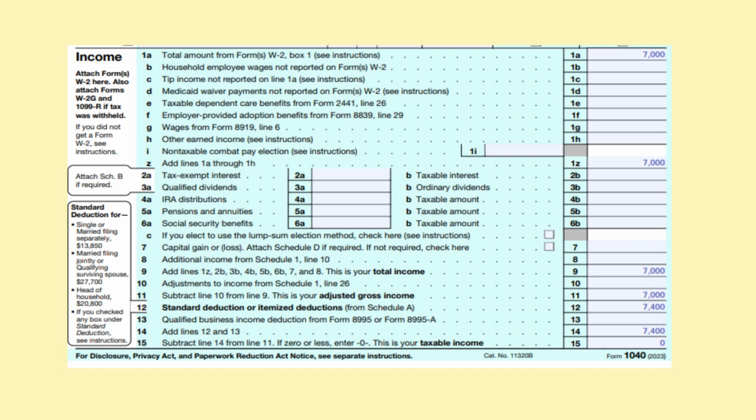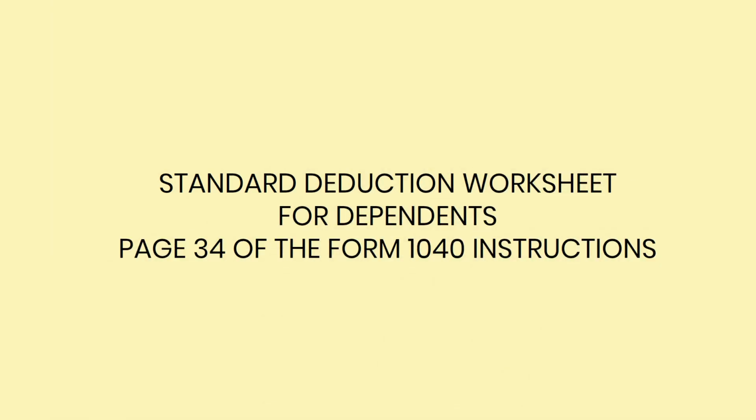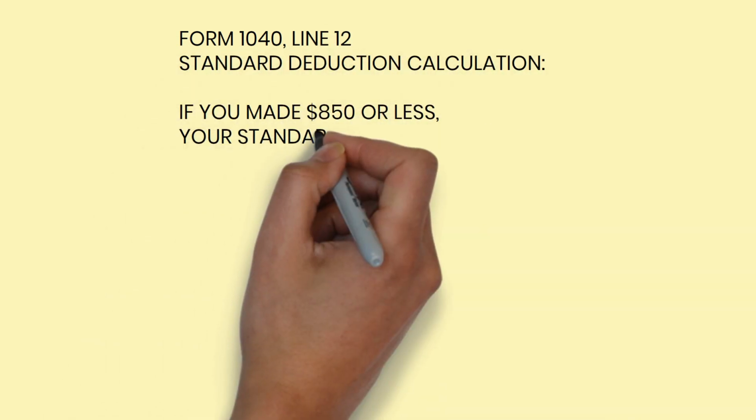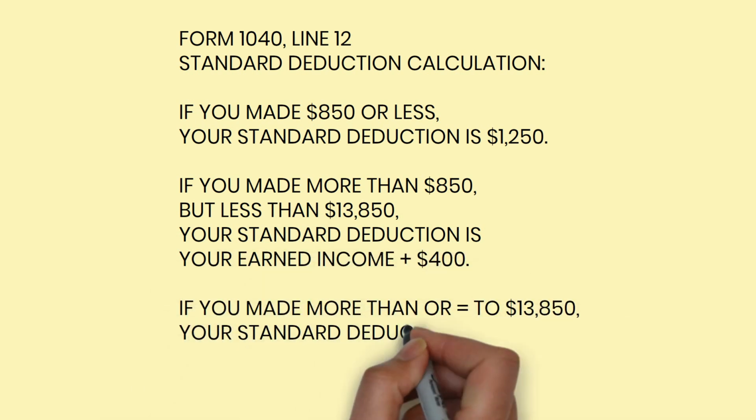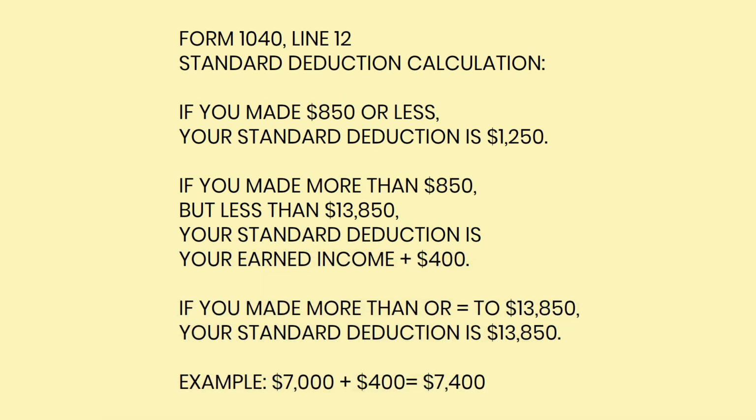For your standard deduction on line 12, you need to use the standard deduction worksheet for dependents on page 34 of the Form 1040 instructions. We will go through the worksheet, but I have included an easy summary. If you made $850 or less, your standard deduction is $1,250. If you made more than $850 but less than $13,850, your standard deduction is your earned income plus $400. If you made more than or equal to $13,850, your standard deduction is $13,850.